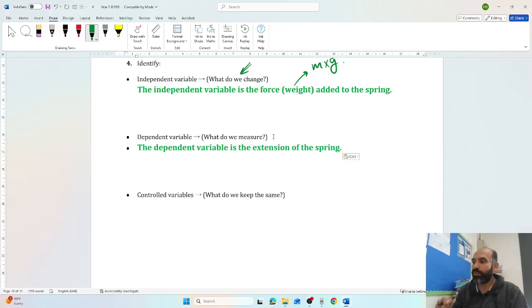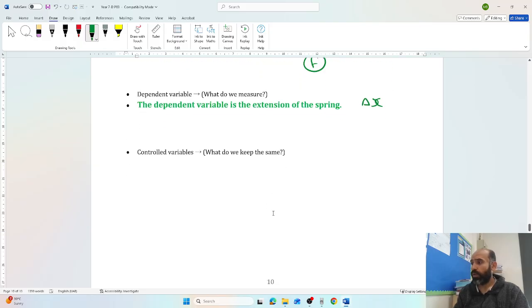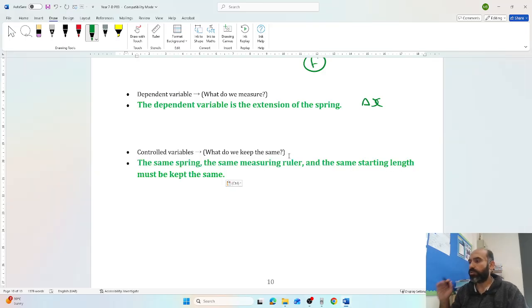So the independent variable is the extension of the spring, which is delta x or x, but the dependent variable is force. What is the control variable? The variable that you are trying to keep the same through the whole experiment. This is the control variable. You are using the same spring.